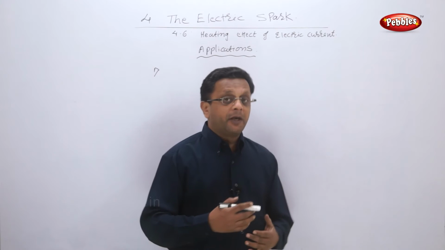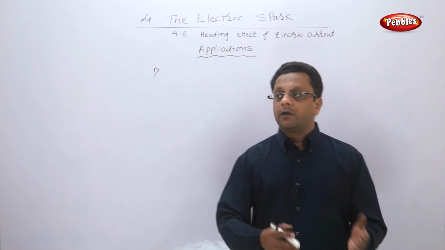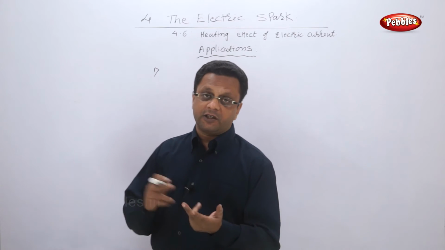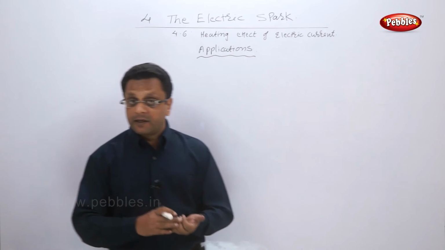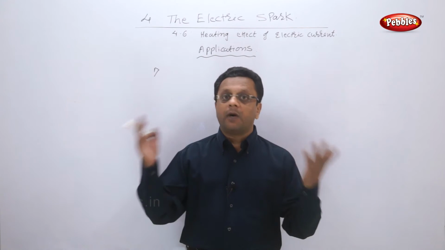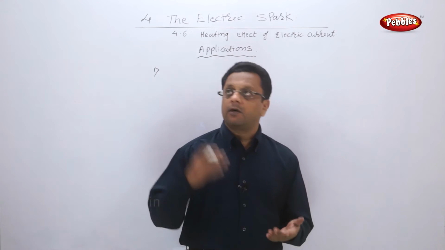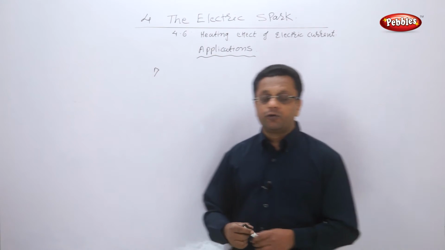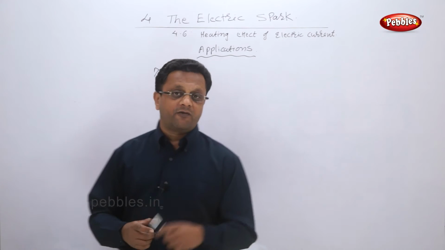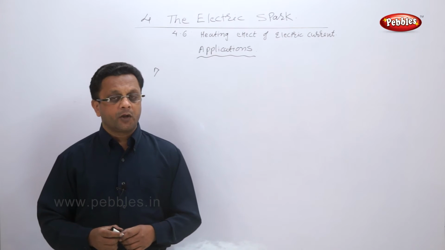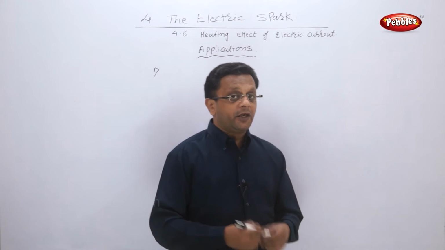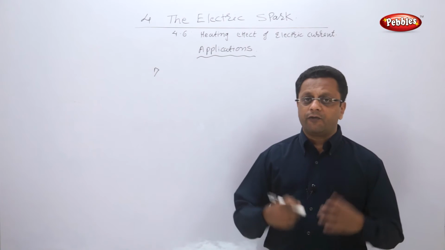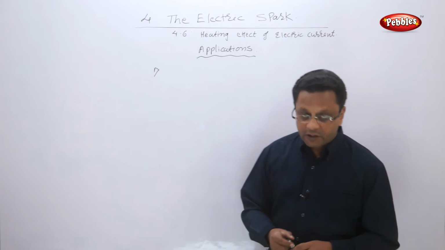But we can make use of this heating in our general appliances. Like we can have electric geysers, electric heaters, toasters, electric iron, electric kettle, even the bulbs. Nowadays we are using LEDs or CFL bulbs. But in the olden days we used to use the filament bulb. The tungsten filament is used in the bulb. So applications of heating are innumerable. Let us see a few applications of the heating effect of an electric current.